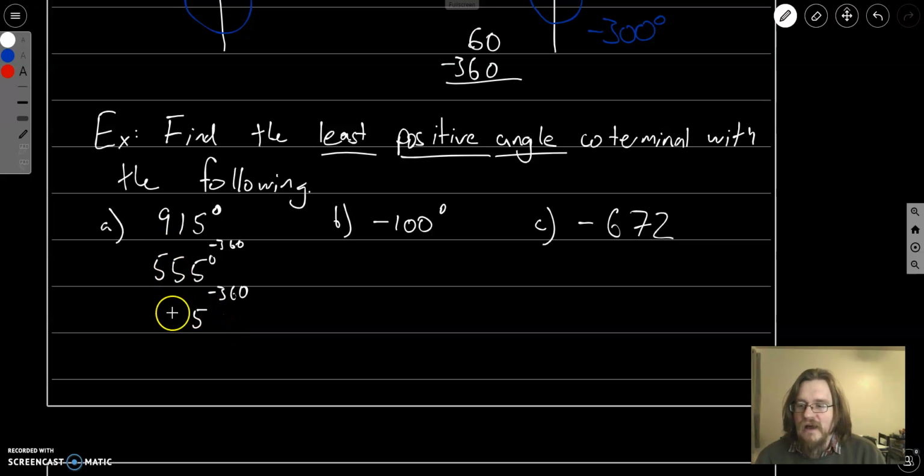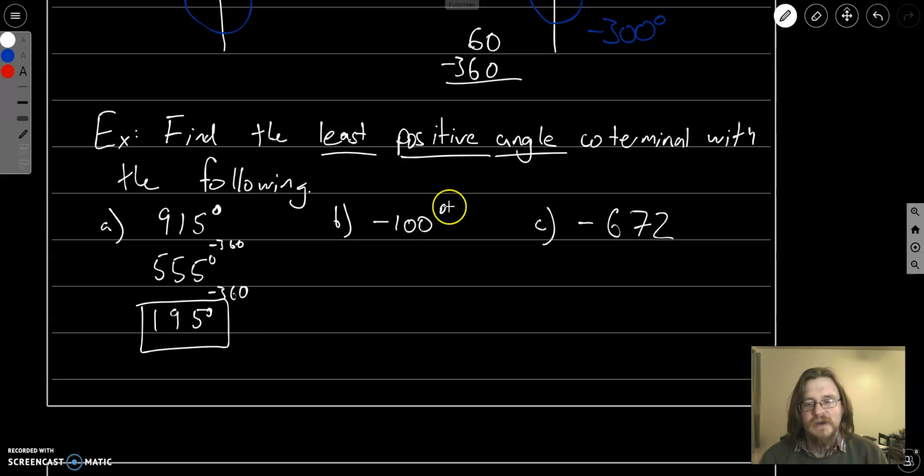This will be 5, we'll have 9, and 1, so 195. Now here, we can see that if I subtract another 360 from this, I'll get a negative number, but I want it to be positive. So I'll stop there. This will be the least positive angle coterminal with this guy.